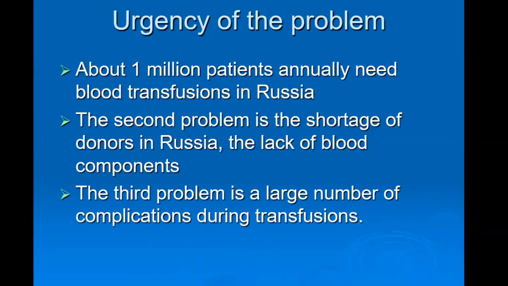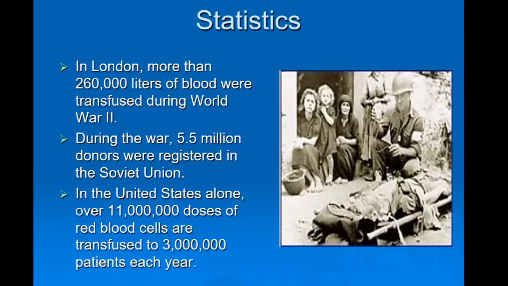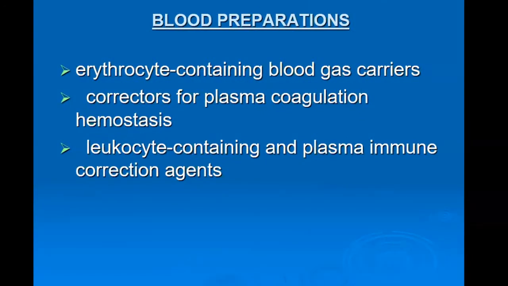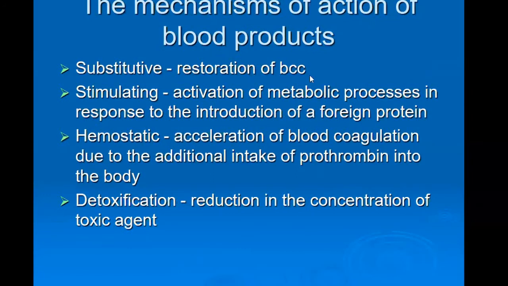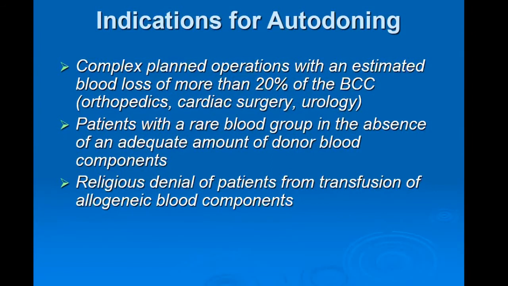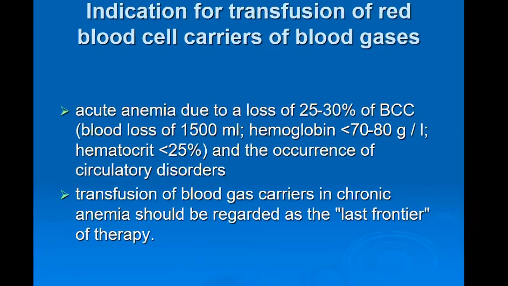The urgency of the problem: about 1 million patients annually need blood transfusion. And the history of blood transfusion, statistics in London: there are more disadvantages of transfusion of whole donated blood. The patients are divided: erythrocyte-containing blood gas carriers, then correctors for plasma coagulation and hemostasis, then leukocyte-containing and plasma immune correction agents. Blood transfusion definition. Substitute generation. And definition of a dangerous recipient: a patient who developed a pathological reaction during previous transfusion, with cadaveric overload, in orthopedics, cardiac surgery, urology, and a patient with erythrocyte mass, hematocrit, erythrocyte mass of red blood cells, carriers of blood gases, acute anemia.